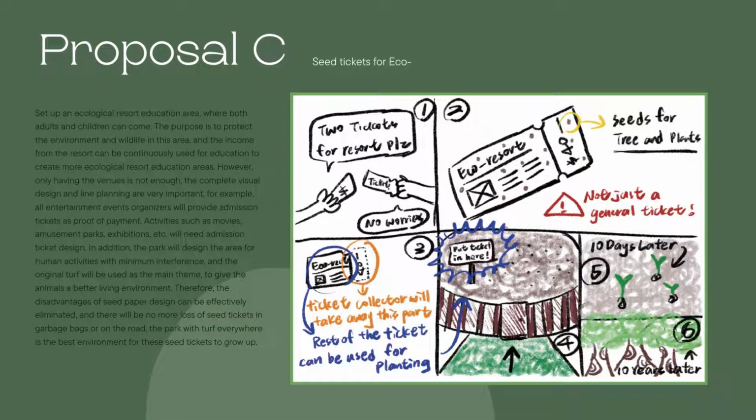The final proposal was a paper seat ticket based on the Assessment 1 precedent. I had mentioned the idea of the seat paper in Assessment 1. After considering that the eco resort will also need a ticket, I wanted to apply this concept to the ticket. On the right is the storyboard for using the seat ticket.